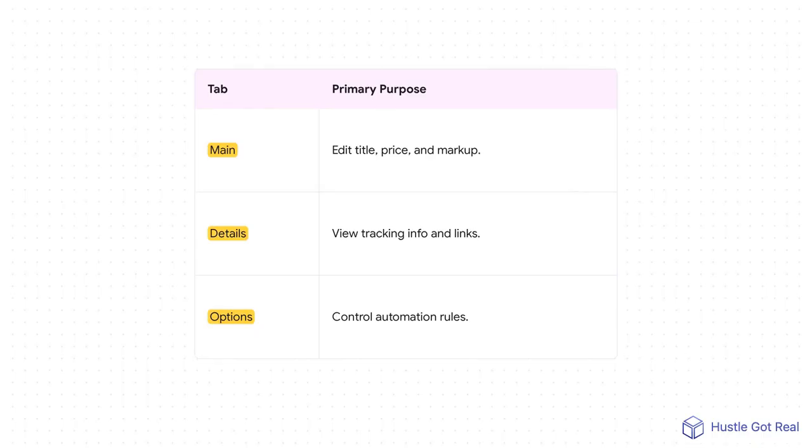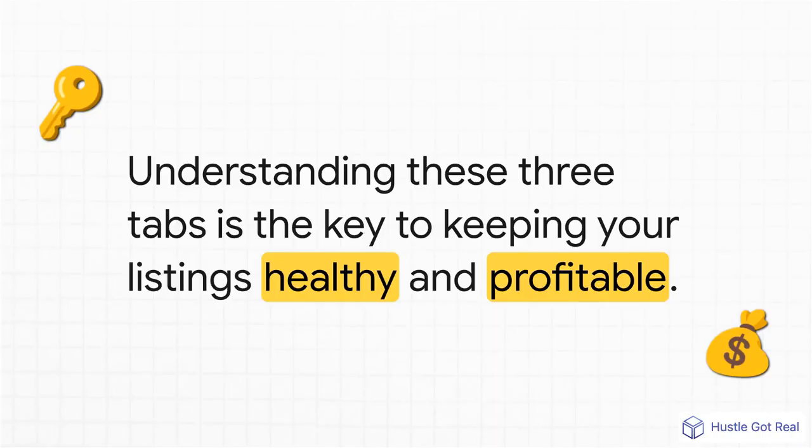The main tab is for your hands-on edits. The details tab is for checking your facts. And the options tab is for setting up the automations that run your business for you. Edit, verify, automate. That's the flow. At the end of the day, really getting the hang of how these 3 tabs work together, that is the absolute key to keeping your store healthy, stable, and most importantly, profitable.